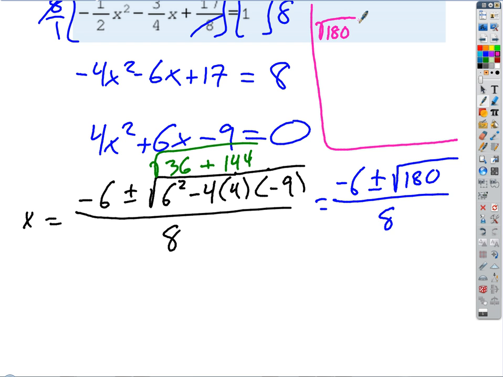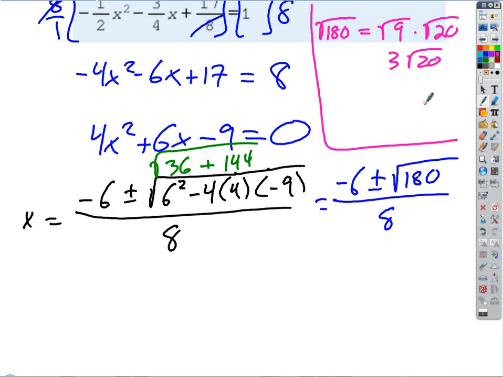What's a perfect square that divides into 180? 9 does, for sure, right? So we could break 180 up into 9 times what? 20. The square root of 9 is 3. Okay, so we get 3 times the square root of 20.